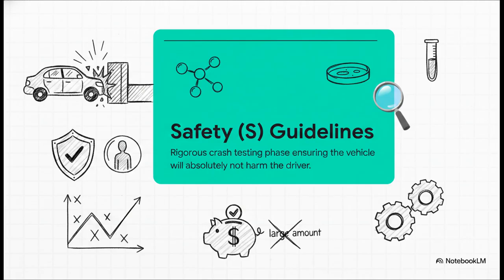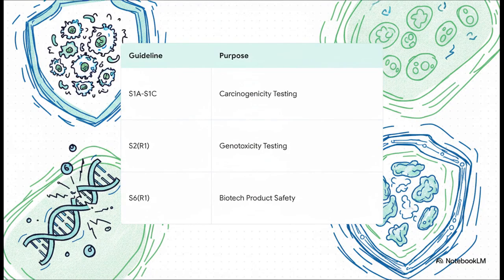Okay, before anyone actually gets behind the wheel, we've got to do the crash tests. The safety, or S guidelines, make up the rigorous preclinical crash testing phase. Their entire purpose is to ensure the vehicle will absolutely not harm the driver. As an executive, these safety guidelines are totally essential to mitigate massive, expensive risks before you even think about funding costly human trials. Let's pull out the most critical safety codes here.